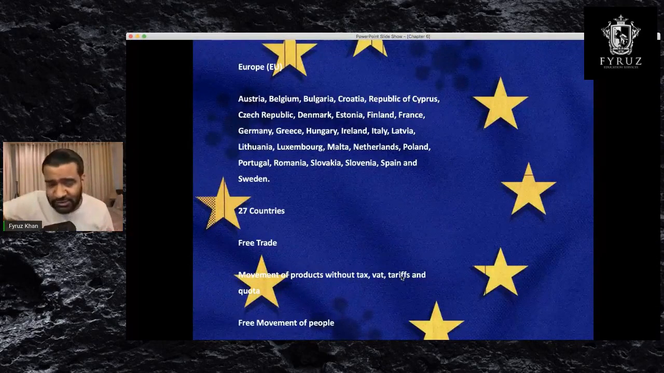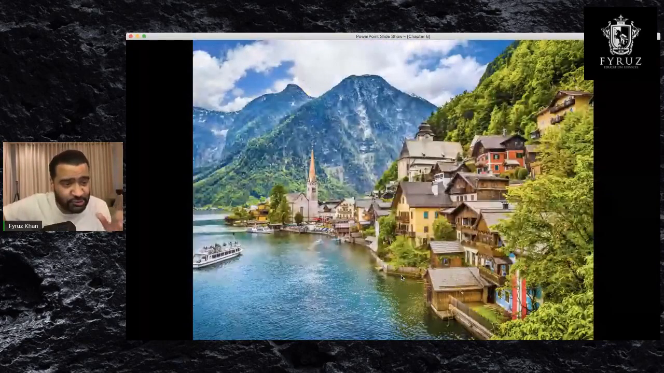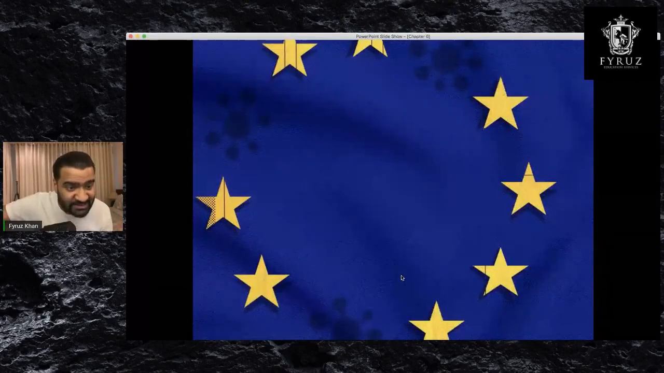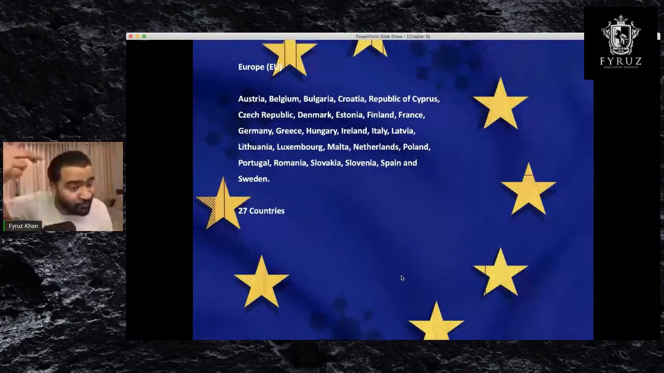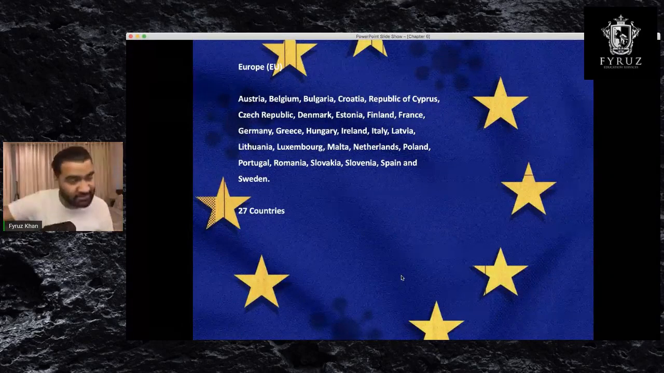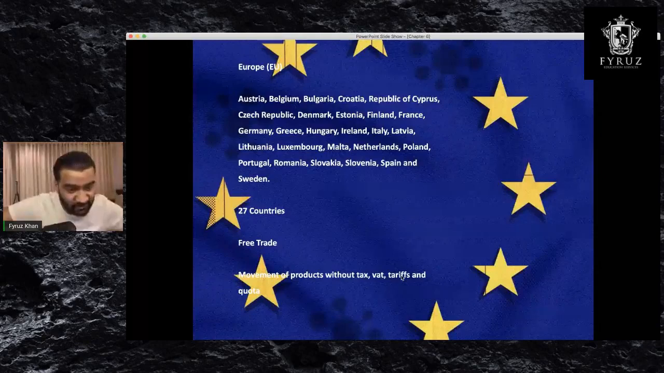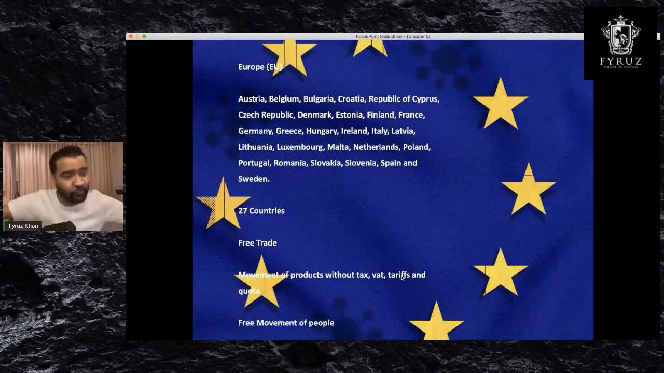So EU is not just about beautiful sceneries. Europe, it's not just a tourist destination. Whenever you think about EU, Europe means it's a collection of different countries, around 27 countries, and they came together with a purpose. The purpose was to carry on free trade. Free trade means free movement of products from one place to the other without any tax, without any VAT, without any quota, and free movement of people.